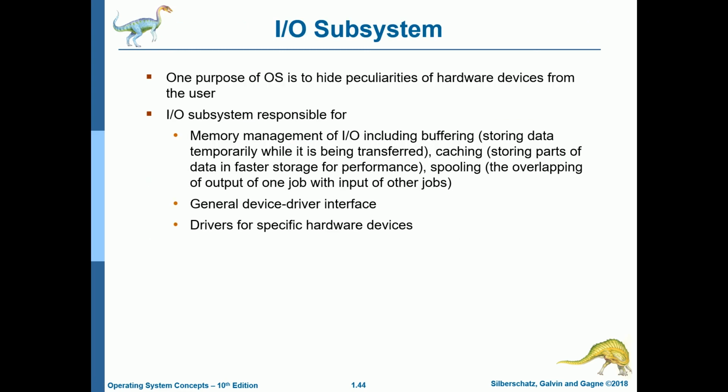Now another element is your input-output subsystems. And the purpose of an operating system is to hide all the weirdness of the hardware devices from the user. An I/O subsystem is really responsible for memory managing of the I/O, including its buffers, caching, spooling.